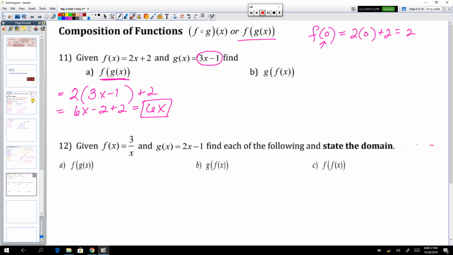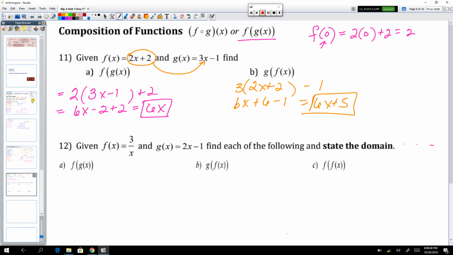Now let's go in the other direction. We can also put f of x into the g of x function. So just like we did before, we're going to take the entire f function and input it into the g function where there's a variable. So we're going to say 3 times the entire f function, 2x plus 2. So that means 6x plus 6 minus 1, or 6x plus 5. If you need to pause and look at that, please do so.